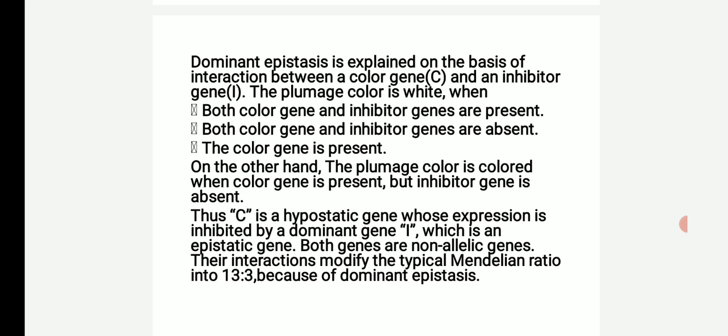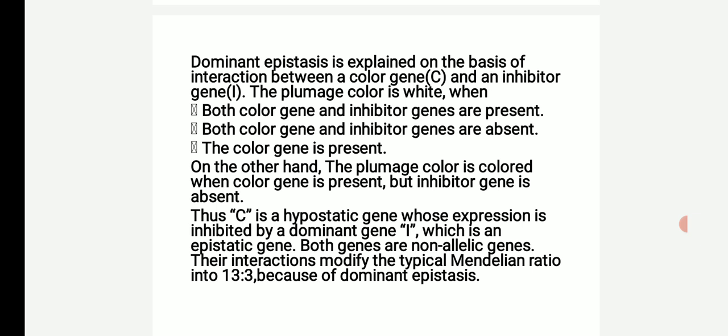Dominant epistasis is explained on the basis of interaction between a color gene, that is capital C, and an inhibitor gene, that is capital I. The plumage color is white when, number one, both color gene and inhibitor genes are present. Number two, both color gene and inhibitor genes are absent. Number three, the color gene is absent. On the other hand, the plumage color is colored when the color gene is present but the inhibitor gene is absent.